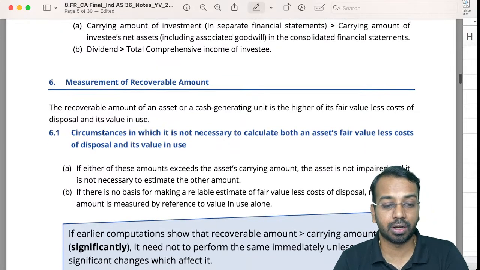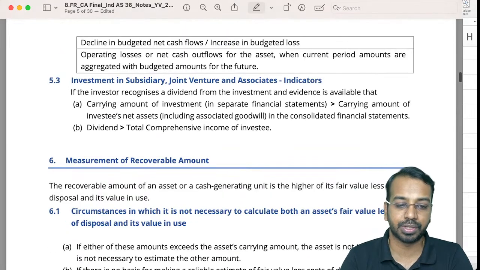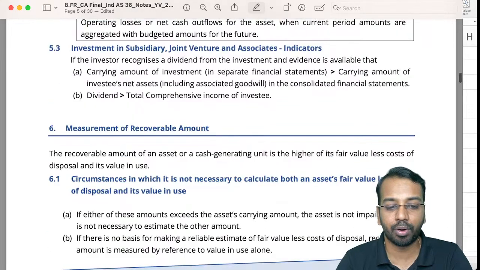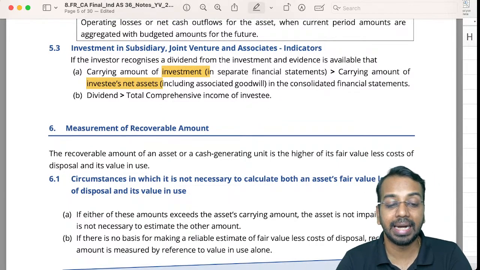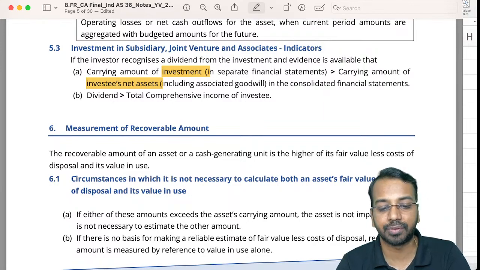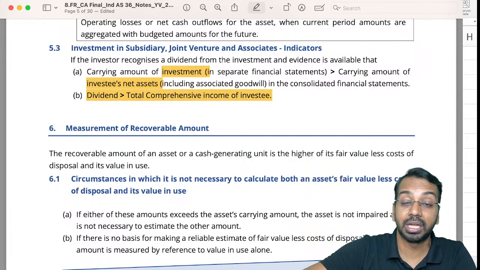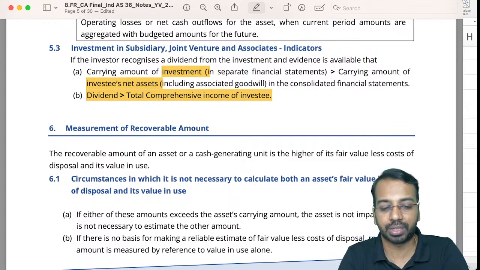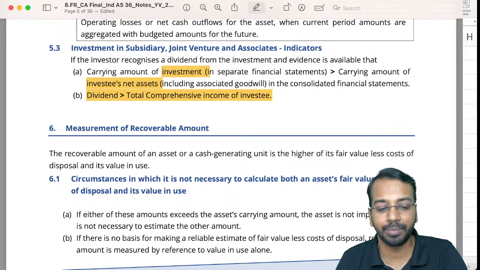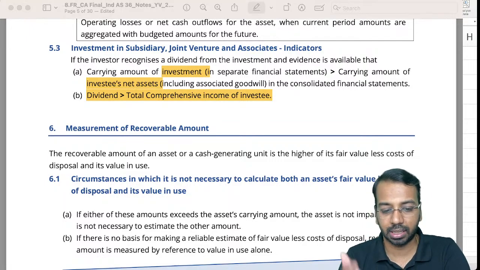So these are the two aspects of indicators: external, internal, and specific to investment in a subsidiary. Two scenarios: when the carrying amount of the investment is greater than the carrying amount of net assets in the consolidated financial statement, and when dividend paid is greater than the total comprehensive income. Please understand, when you pay dividend, assets have gone down in the business. If the company has distributed everything as dividend, you cannot say my investment is worth 100. So that is another aspect you need to be mindful of. If you have any questions, feel free to ask. Otherwise, we'll continue.